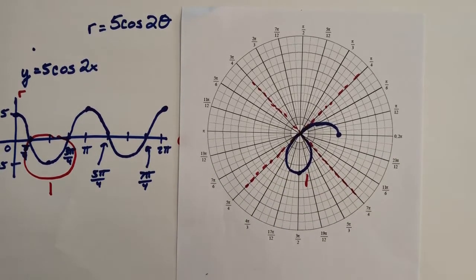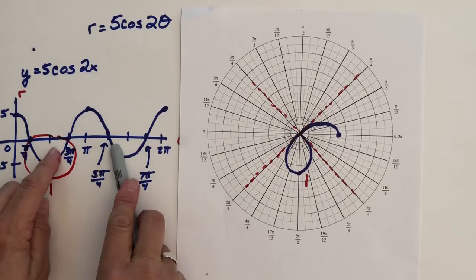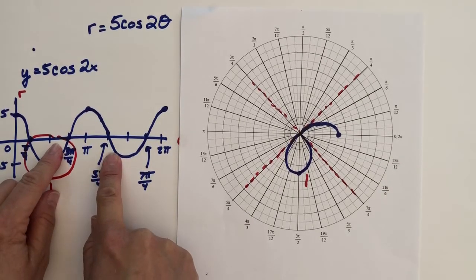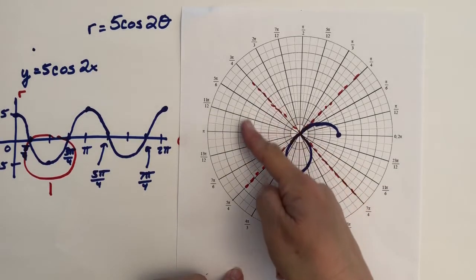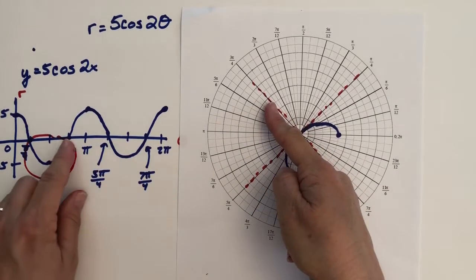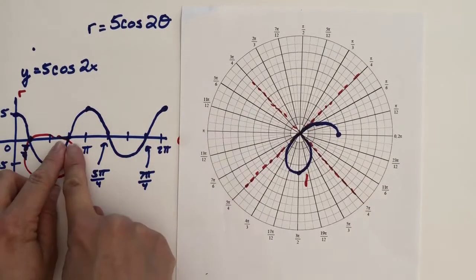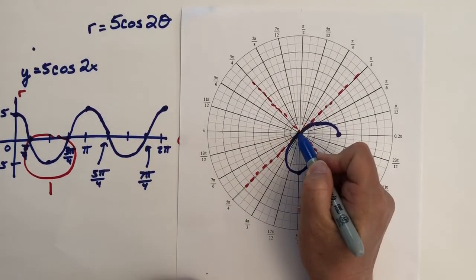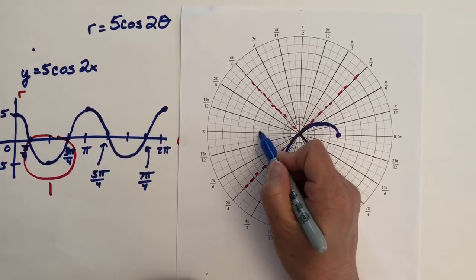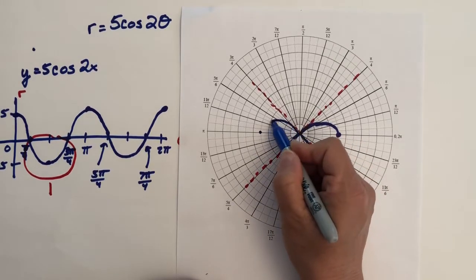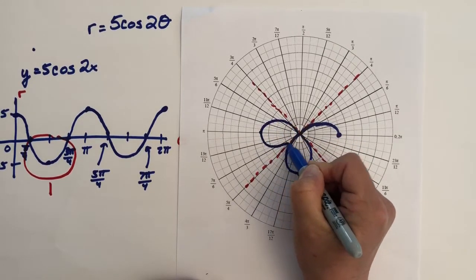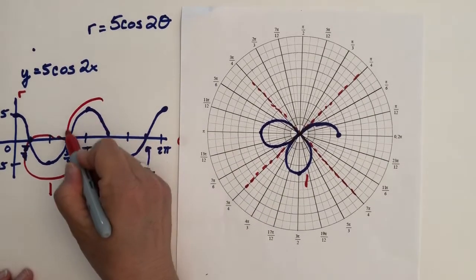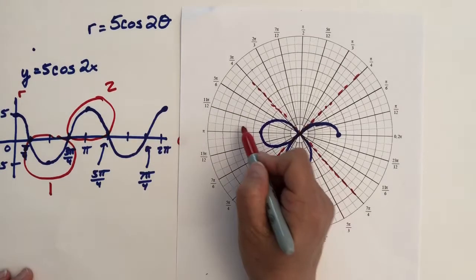And now we move on from 3 pi over 4 to 5 pi over 4. We're talking about this. Our r values are positive. We're going to go out to 5 and come back in, and we have another petal. So this represents petal 2.